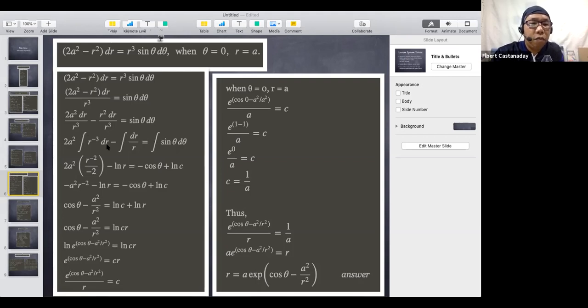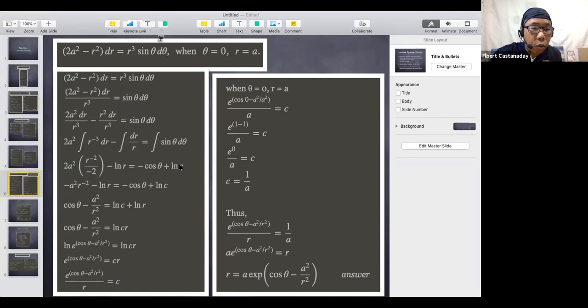Using the power formula, you will now have r raised to minus 2 over minus 2. This term is minus ln of r. The integral of sine theta is minus cosine theta. Then you add the arbitrary constant; in this case, we use plus ln of c. So what's next here? We put this plus ln of c.